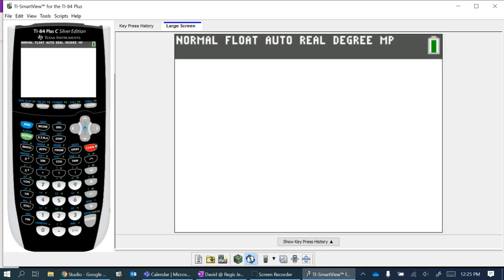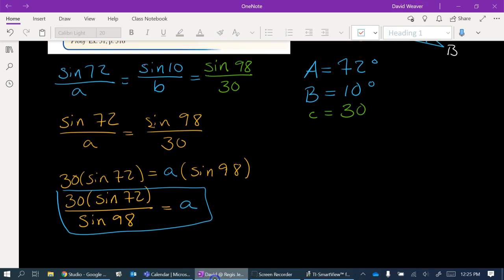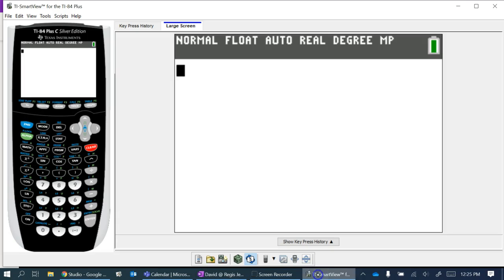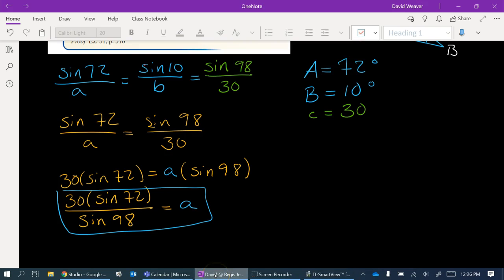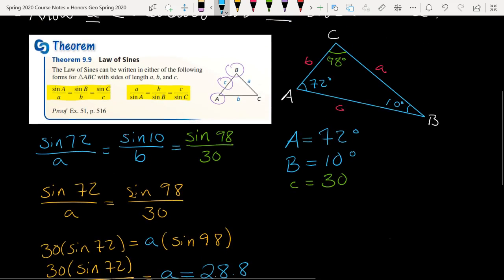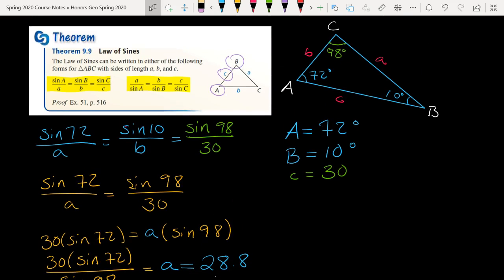Since we've solved completely for A, all we need to do is enter exactly what we have in this expression into the calculator. 30 sine 72 over sine 98. That should work. I don't think we need any more parentheses here because we're just multiplying and dividing. Gives us 28.8 units. Let's say we're rounding to tenths for right now. Let's write that down. Well, it certainly doesn't seem like an unreasonable number. If C is 30 units, A could certainly be 28.8 units.